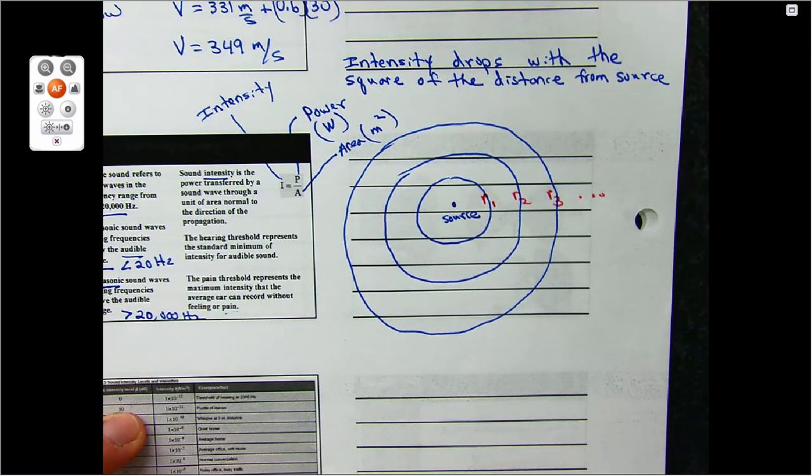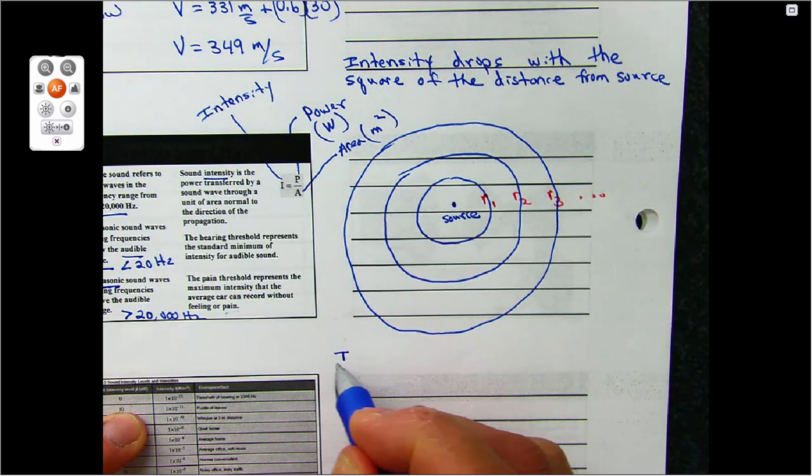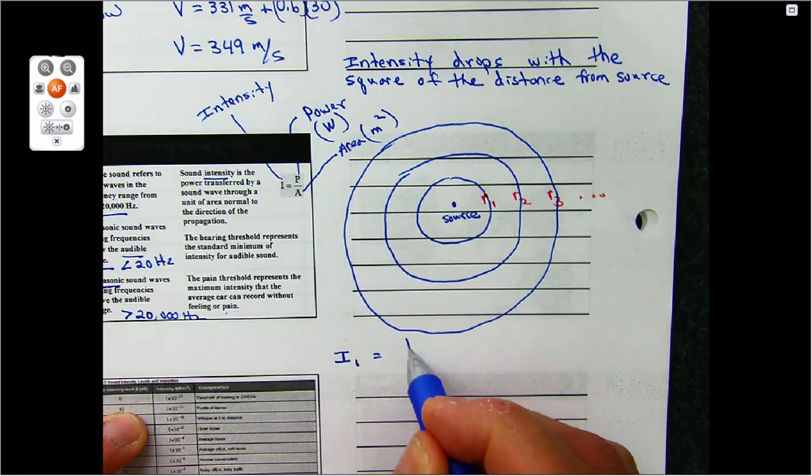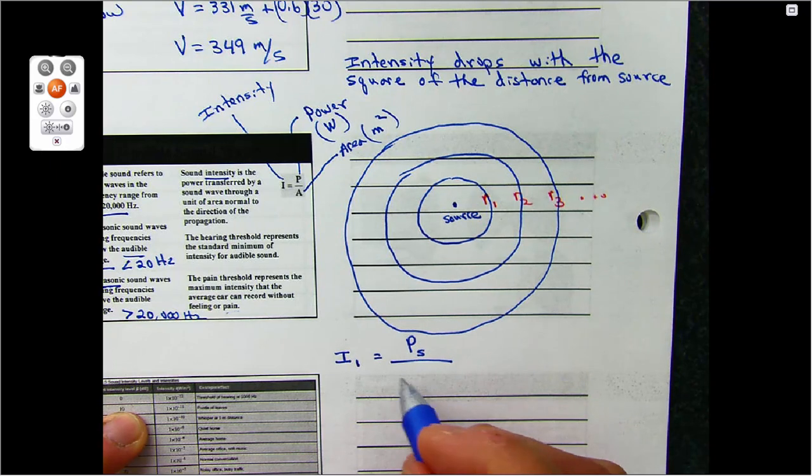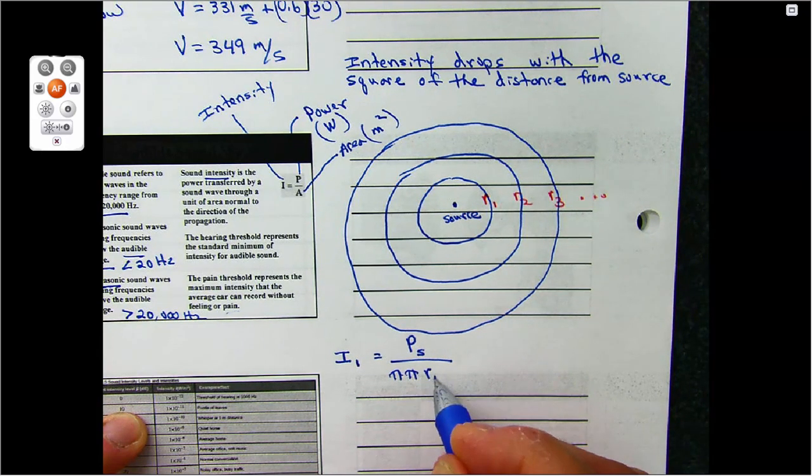So here's an example. Intensity 1 at R1 is going to be the power of the source divided by 4 pi R1 squared.